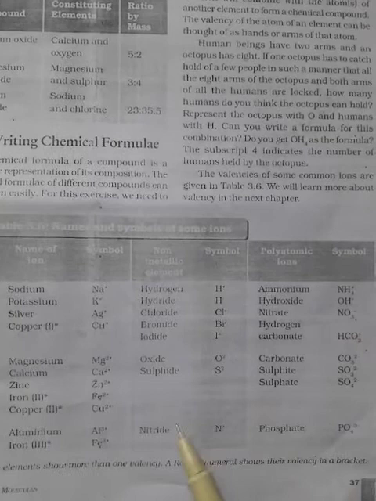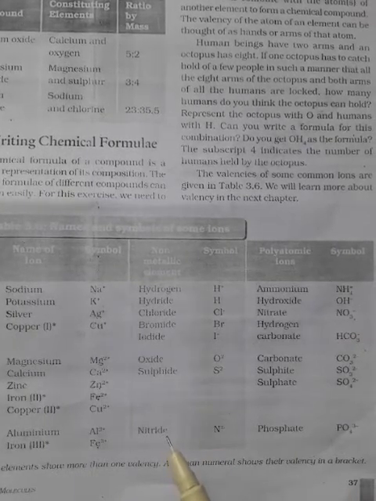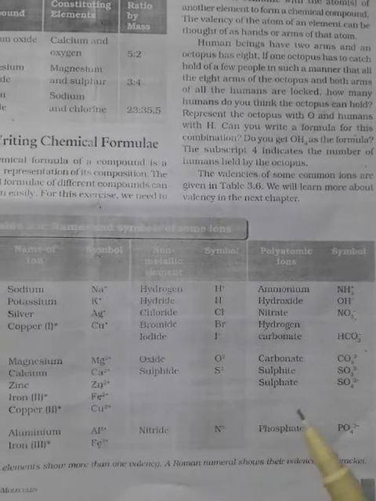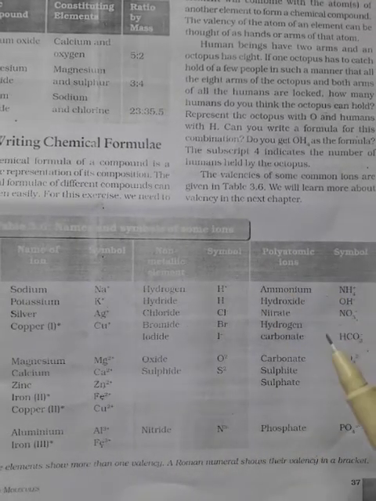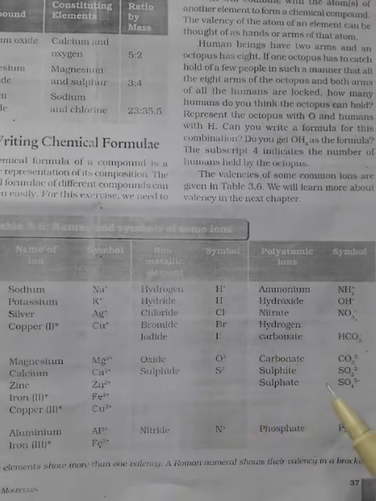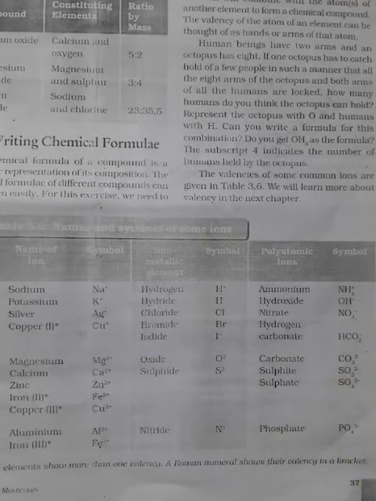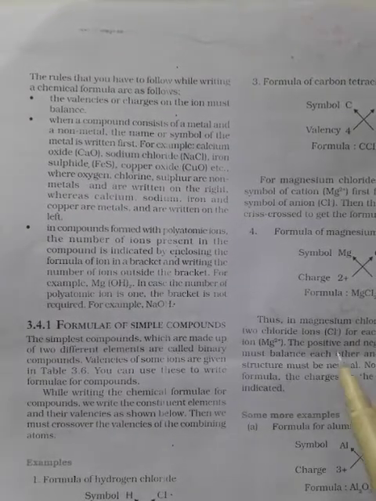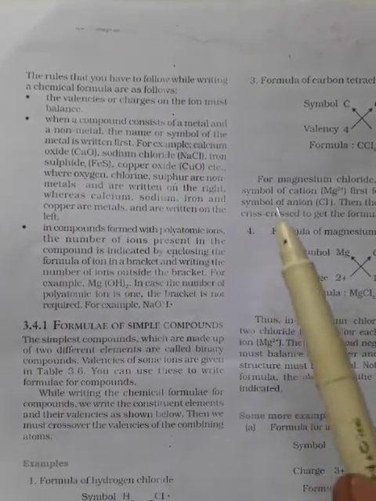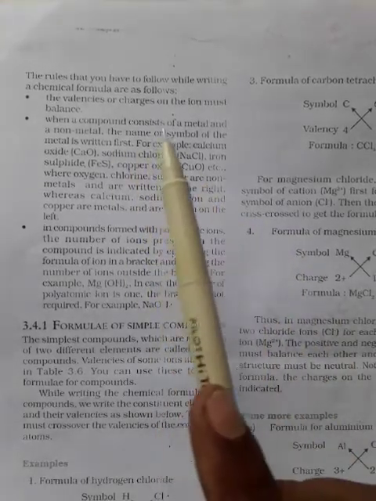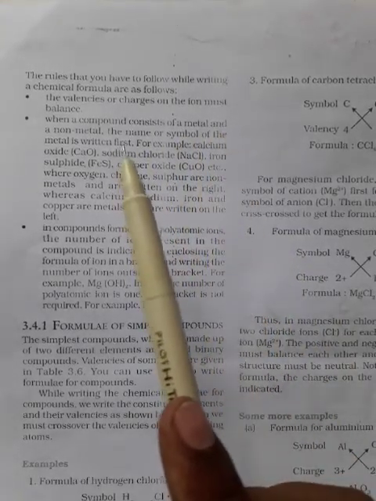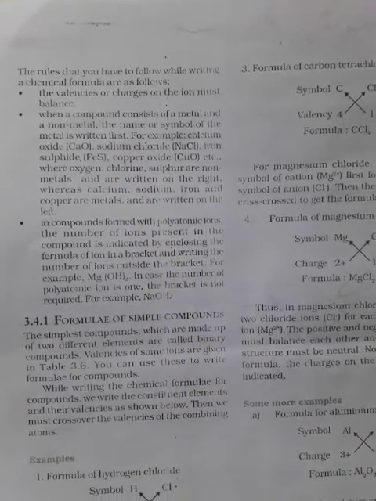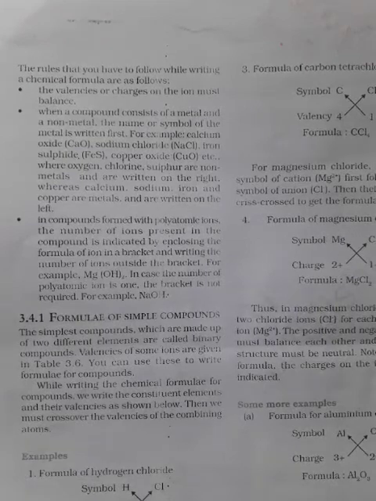and in some cases there are more than 2 charges on ions. Okay, so in nitrite, not nitrate, nitrite has 3 minus. So a chart has been given where these valencies and ions have been mentioned. There are certain rules that must be followed while writing a chemical formula. The valency or charge on the ions must be balanced. That means if the total valency on the left side is 4, on the right side it must be 4.